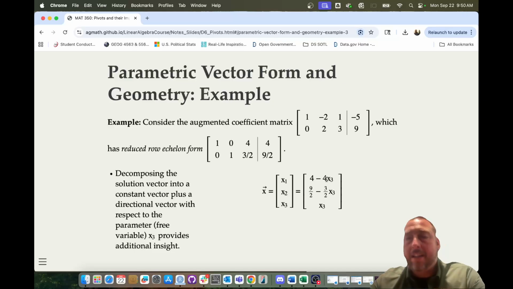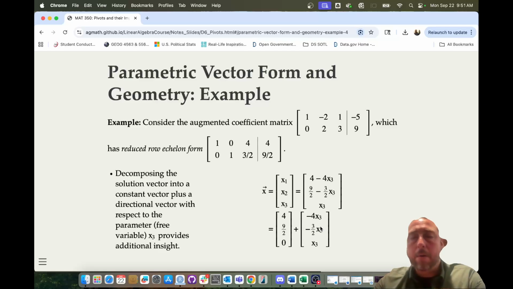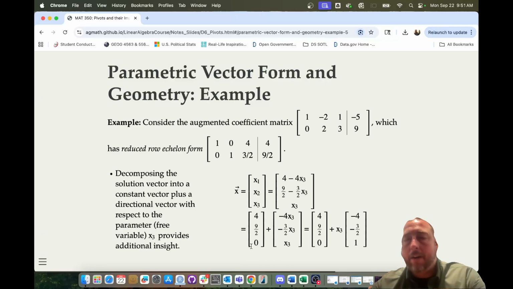And then I'm going to add to that the component that corresponds to x3. So I'm going to have negative 4x3, then negative 3 halves x3, and then x3. You'll notice now, though, that all of these entries have an x3 in them. And x3 is just a number. It's a scalar. And so I can factor out that scalar, and we can have now 4, 9 halves, 0 as some constant vector. And then plus, this is a directional vector, negative 4, negative 3 halves, 1, times some scalar.